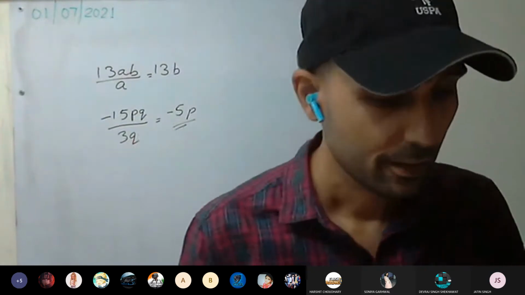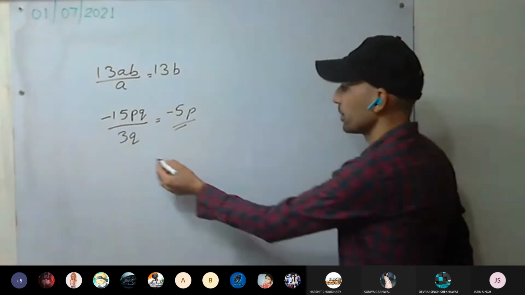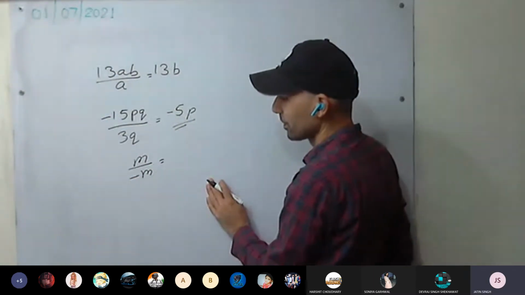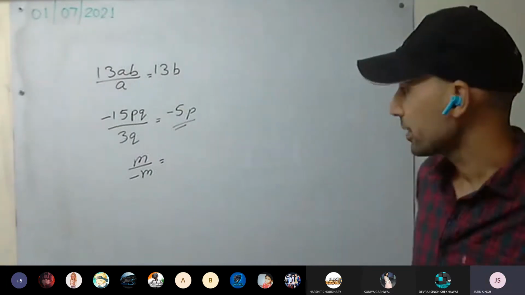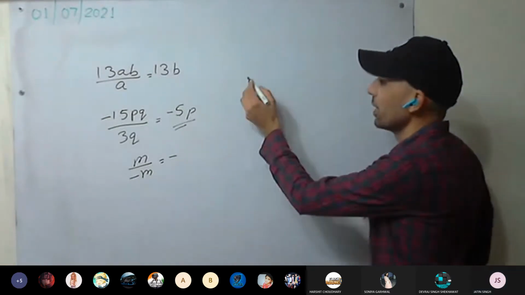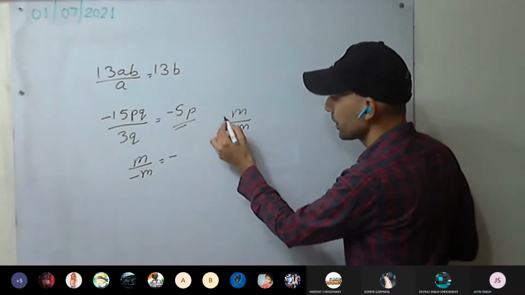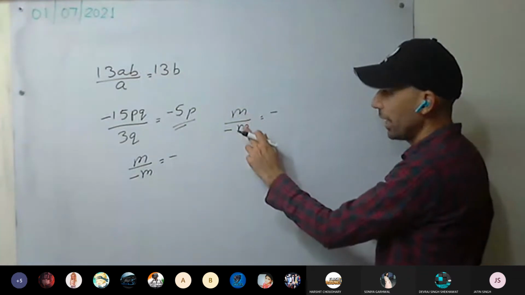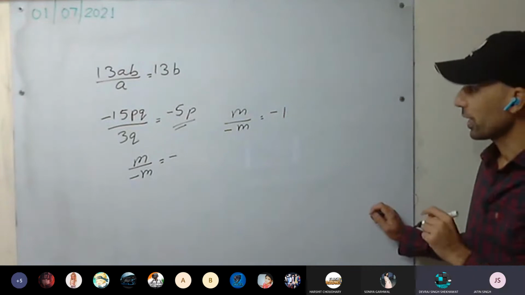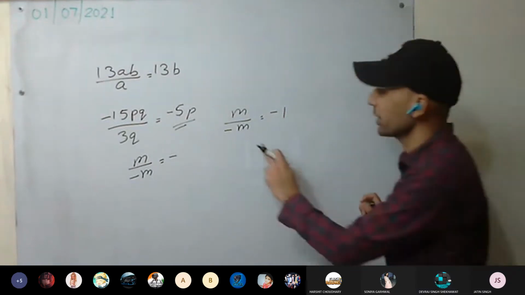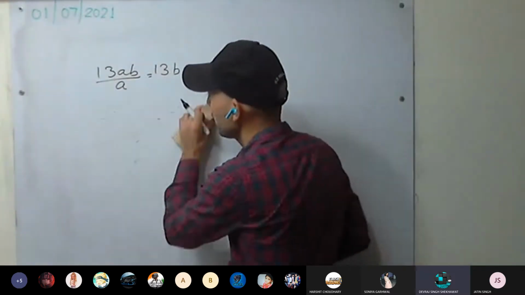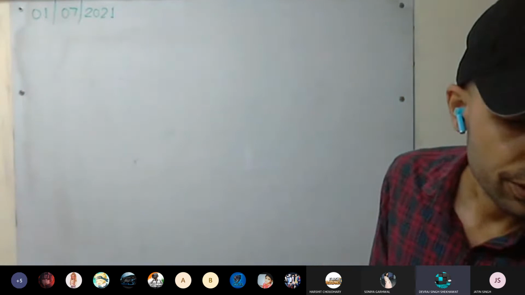Third one, Jatin. m divided by minus m. Minus m. That's wrong. See here, m divided by minus m. So the minus sign will be there. m divided by m, m and m will get cancelled, and you get minus 1. Okay. So we'll do them again. A little bit more detail we'll do in the next question.